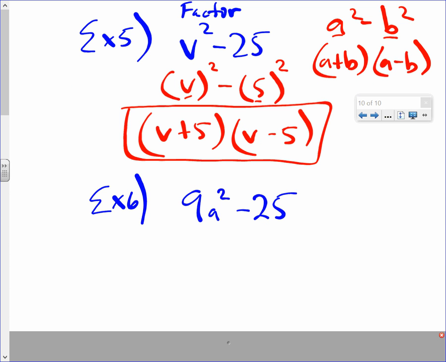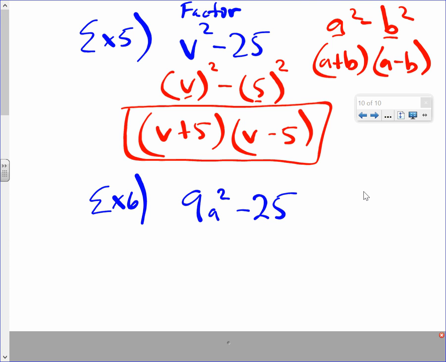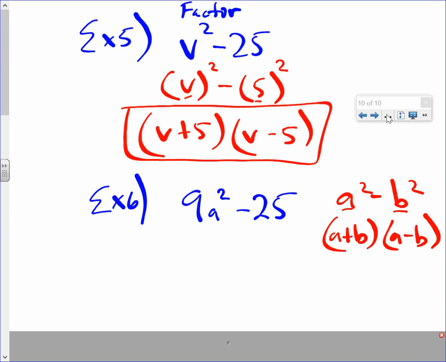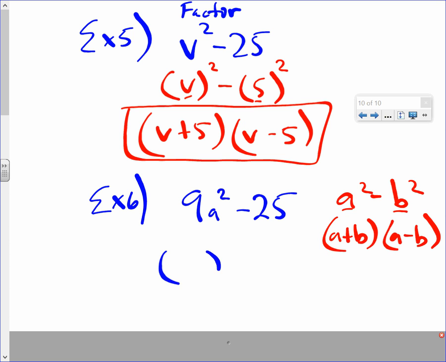So there's no common factors, no GCF method here. These are not trinomials, so I'm not going to use my trinomial method. I'm going to go straight to difference of two squares. Here's my pattern. Let me rewrite the expression as a squared minus b squared. In this case, (3a) squared minus 5 squared.